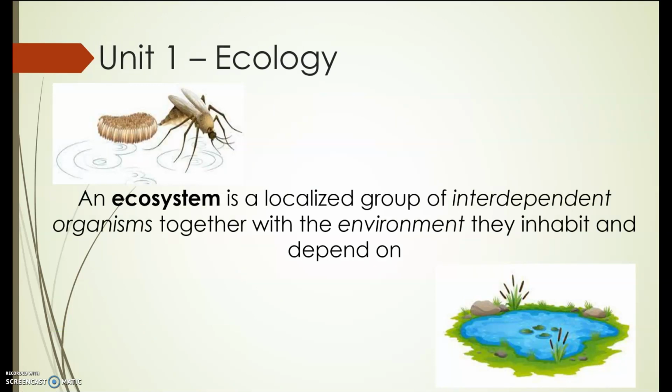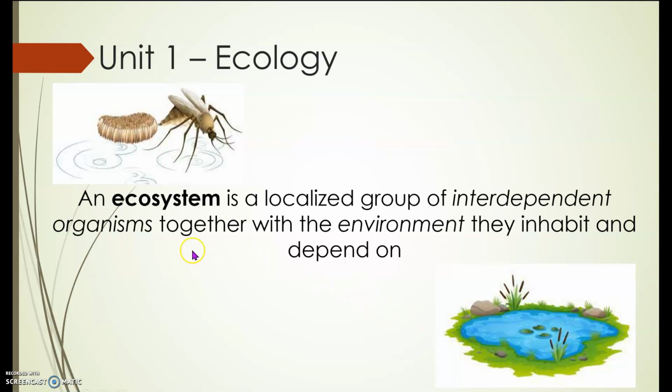An ecosystem is a localized group of interdependent organisms together with the environment they inhabit and depend on. Okay, now read after me. An ecosystem is a localized group of interdependent organisms together with the environment they inhabit and depend on. Okay, very good. Now let's try to explain this in a simple way.